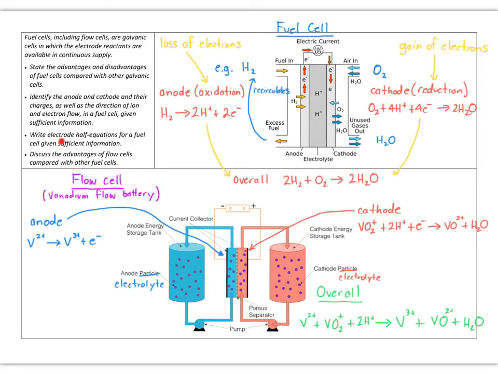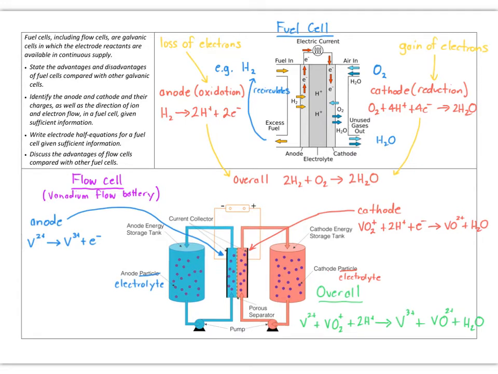We need to write electrode half equations for a fuel cell given sufficient information. So we did half equations in year 11, and I'll just go over some common half equations, and I'll probably steer you back to the year 11 stuff if you need to remember how to do that. And then we need to discuss the advantages of flow cells compared with other fuel cells. That'll come on the next slide, like the other advantages and disadvantages. So this slide's really going to focus just on how the fuel cells work and how the flow cells work.